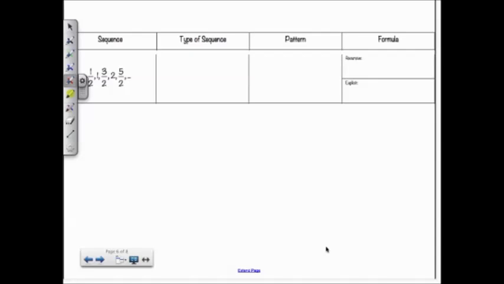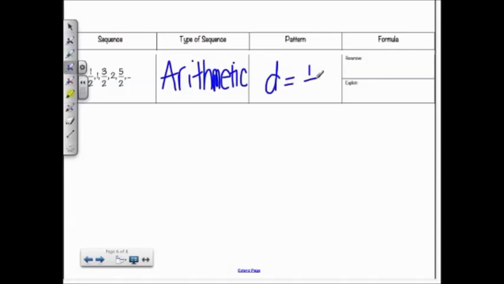All right, you should get that this is an arithmetic sequence because it has a common difference. This time I'm not multiplying by anything to get to the next number. What I'm doing is I am adding a half each time. So 1/2 plus 1/2 is 2/2, which is 1. 2/2 plus 1/2 is 3/2. Keep going. That's what your pattern is. So that means that d is 1/2.